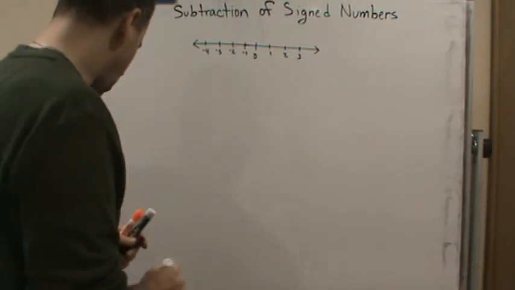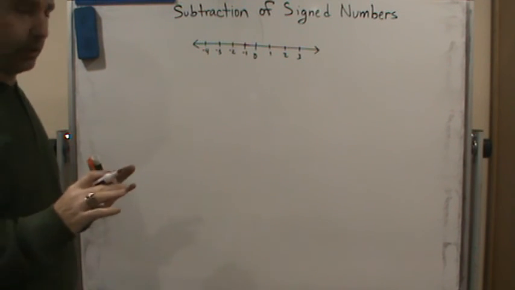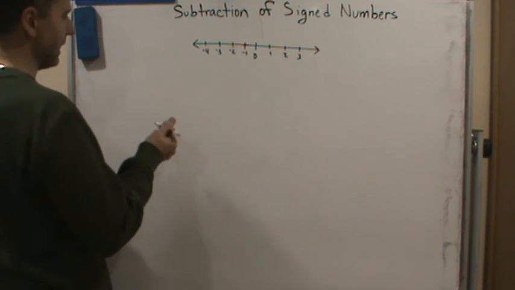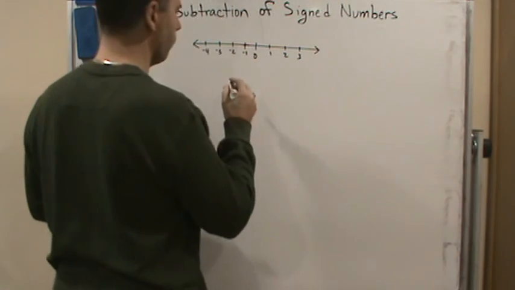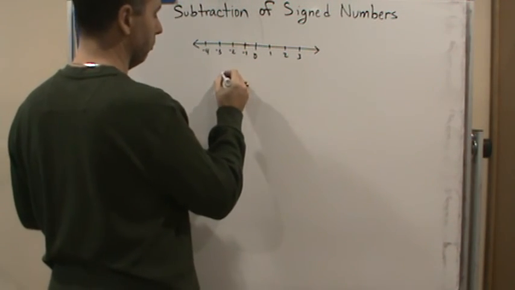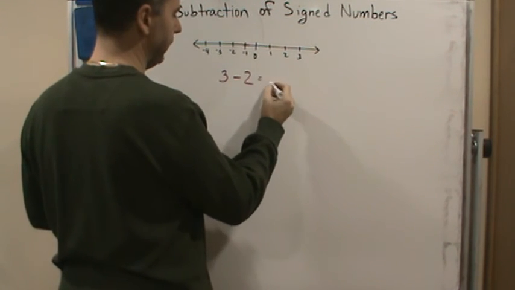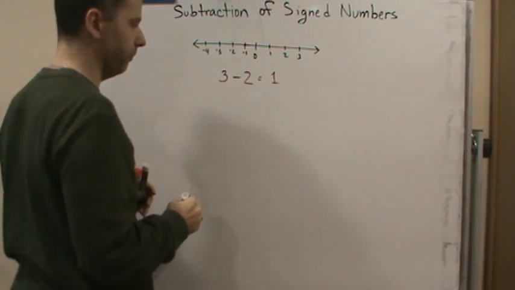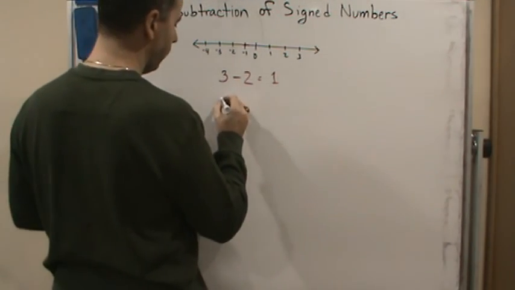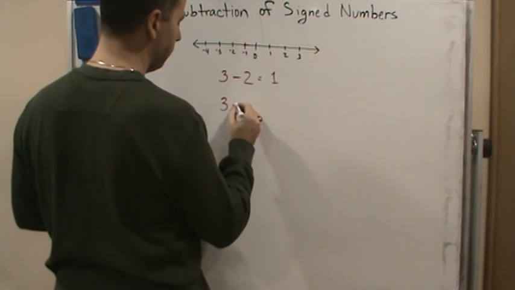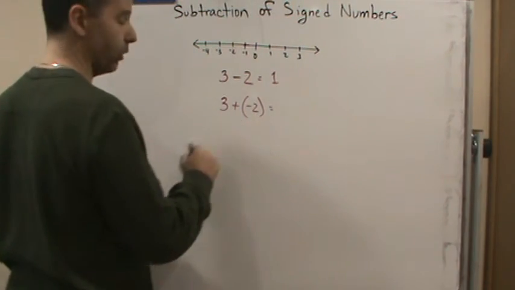Okay, so let's look at some other things we want to discover. Let's say we have 3 minus 2. Okay, 3 minus 2 we know is equal to 1. Okay, but what if we have this? What if we have, let's say, 3 plus -2? What does that equal?